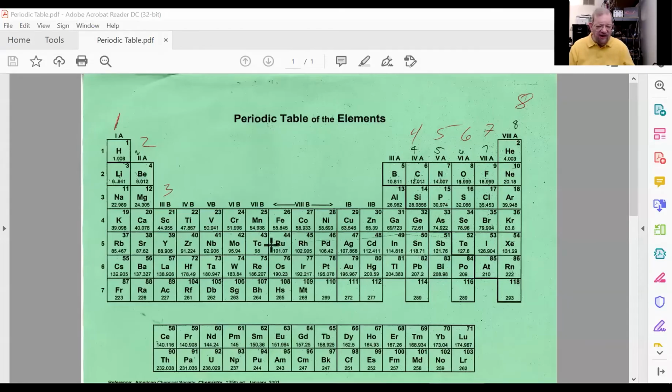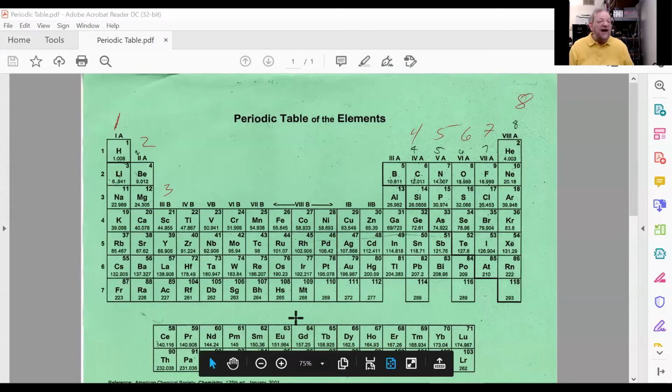So if I want to find what one mole of silver weighs, I find silver, Ag, and to three significant figures the atomic weight is 108. So if I wanted a mole of silver, bring me 108 grams of silver. If I wanted a mole of gold, that would be 197 to three significant figures. So bring me a mole of gold. Yeah, I wouldn't mind that. And that's how you do elements.